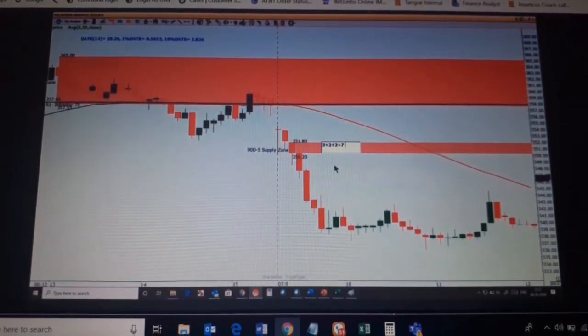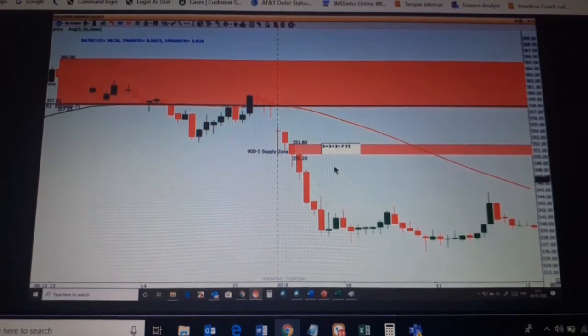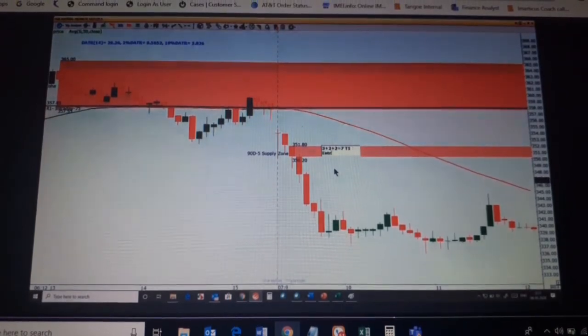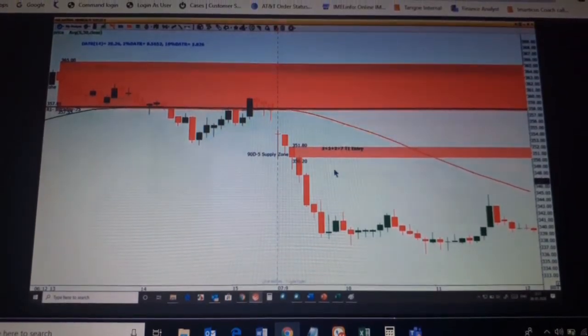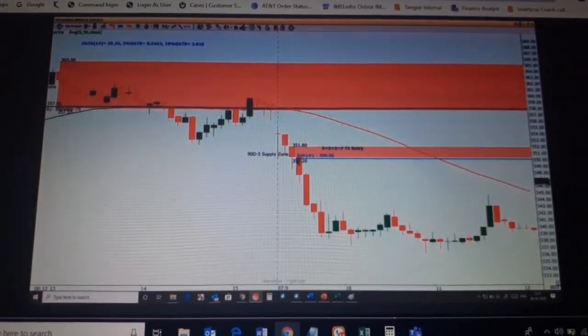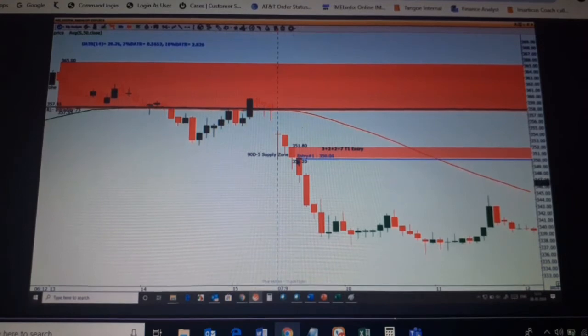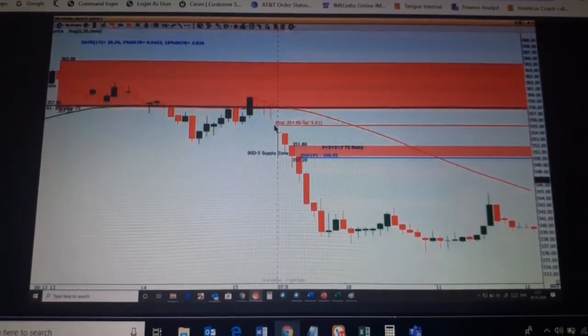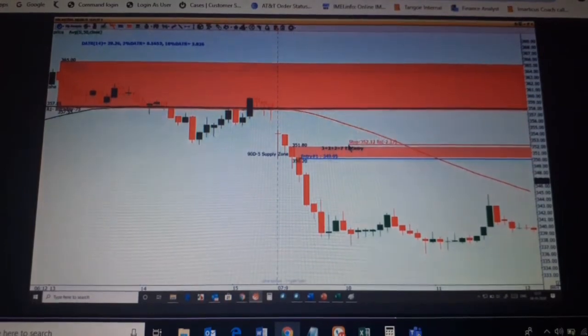Hence, T1 entry or proximal entry. Okay. Now if I place my entry, let's place an entry somewhere over here. What will be the stop loss in this case?